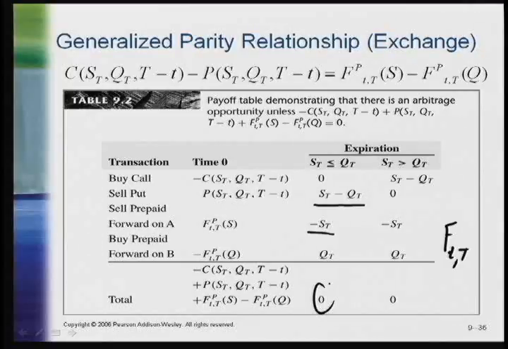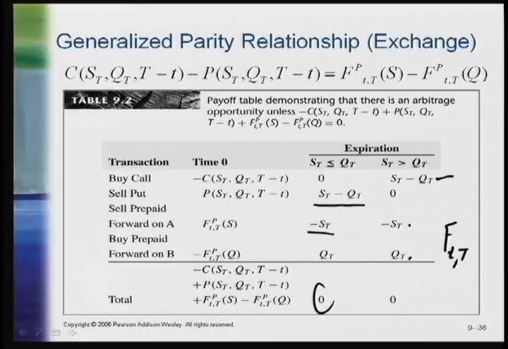Same argument, if S is bigger than the value of Q at time T, the call will be exercised. The two prepaid forwards, we now accept delivery of the instruments that we had forwards on, and again they add up to 0. So what we have is that if we buy a call and we short a put, we have exactly the same payoffs as if we went long a prepaid forward on S and we shorted a prepaid forward on Q. So these are all contracts that are implemented at time 0.